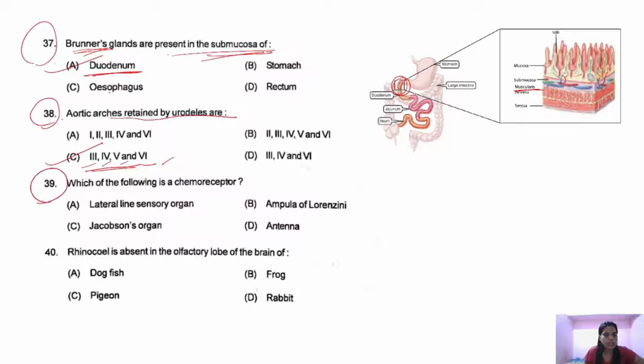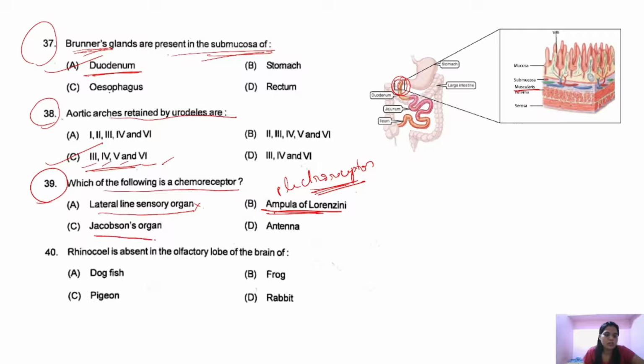Next, question number 39. Which of the following is a chemoreceptor? Options are lateral line sensory organ. No, this is a mechanoreceptor present in case of fishes. Ampulla of Lorenzini, remember this is an electroreceptor. It is present in case of sharks and all. They have this ampulla of Lorenzini in them.